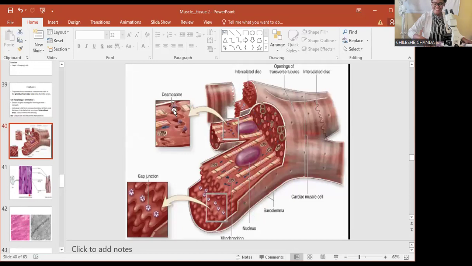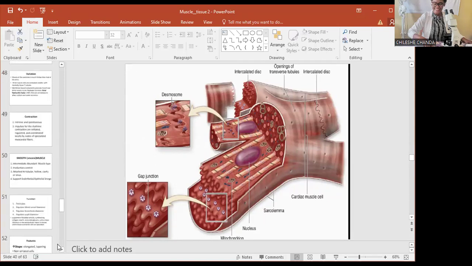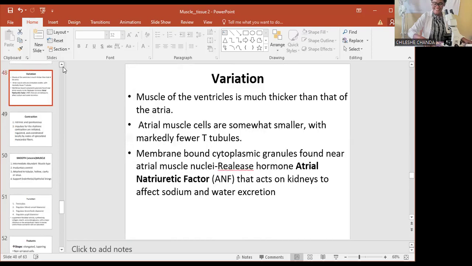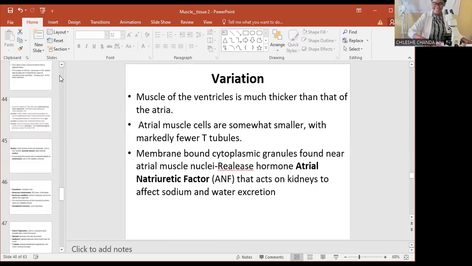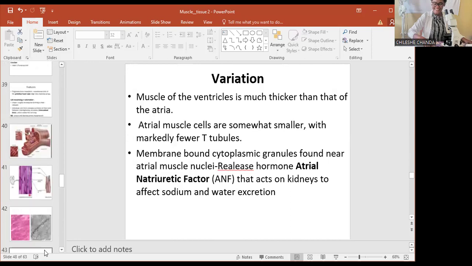So we have these desmosomes here between one cell and another cell. Along the intercalated discs, we have these adhering junctions which help these muscle fibers to hold on to each other. And then we have these gap junctions which allow for the movement of molecules from one cell to the other.